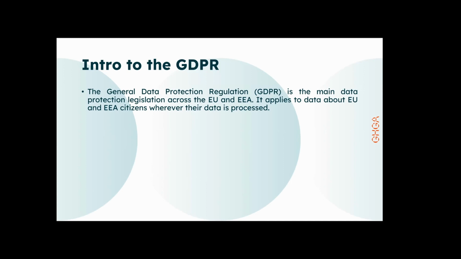The GDPR came in and it covers the legislation across the EU and EEA. But it actually applies to EU and EEA citizens wherever their data is processed. So although the GDPR primarily applies to those regions, it's really applying to the citizens. And so even if your data is being processed in the US or anywhere else, it would still be covered under the GDPR. It was adopted in April 2016, and it came into force in May 2018.